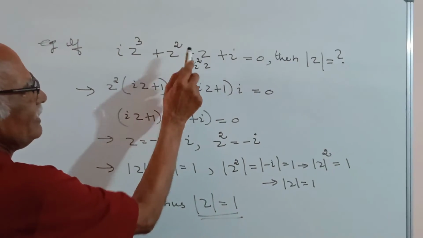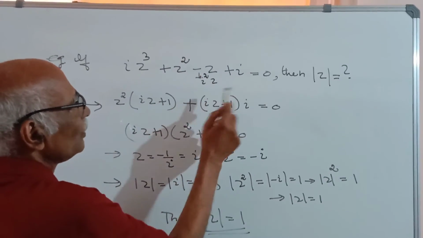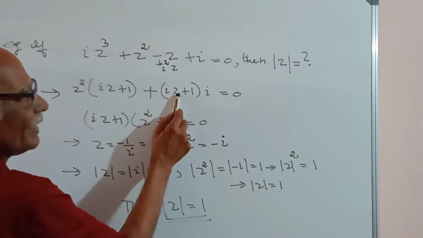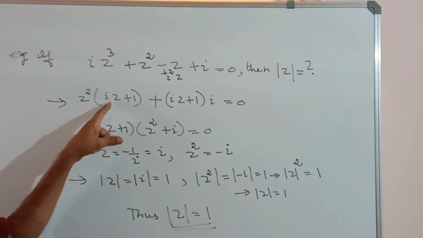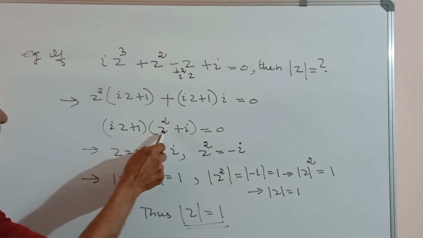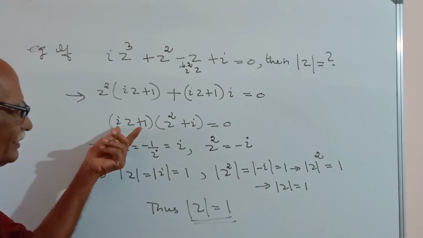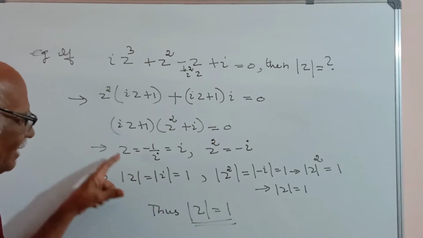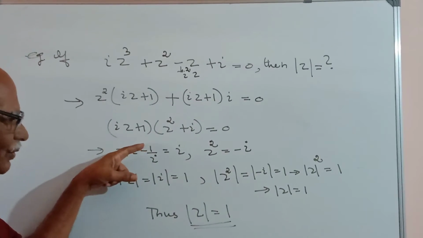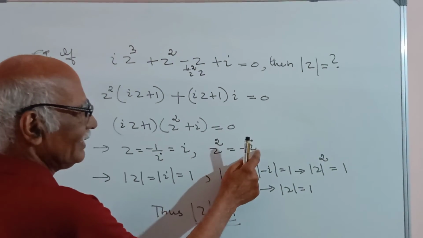Now this minus 1 is i squared. So this is actually i squared z plus i. So we see i is common factor. So when you take i outside, it becomes iz plus 1. So this is also iz plus 1. So the result comes as (iz plus 1) multiplied by (z square plus i) equal to 0. That means either this is 0 or that is 0. That becomes z is minus 1 by i. Minus 1 is i squared, so it is simply i. Here it becomes z squared is minus i.